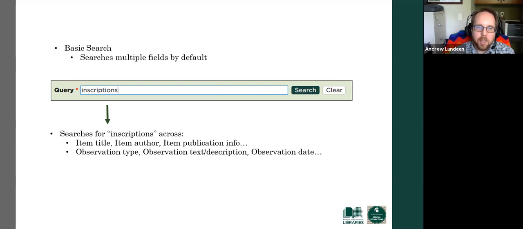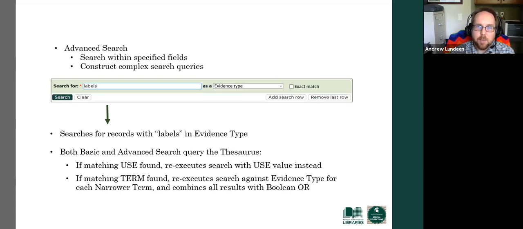Of course, you will also be able to limit your search to a specified field. So for example, you could search for all of the observations tagged as labels, that is classified according to our thesaurus as labels in our evidence type field. And it's worth noting that by default, both of these basic and advanced search options will lean heavily on the thesaurus authority file. So remember those 100+ non-preferred terms that I mentioned earlier? They are used behind the scenes to control for synonyms or other variant terminology.